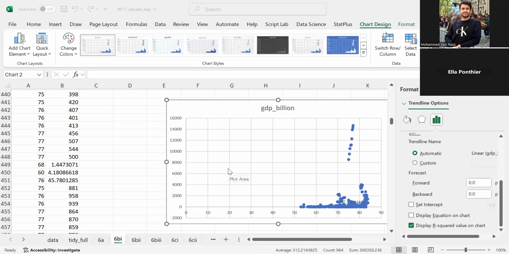Yeah. Can you share this on Zoom so Ella can see it, like screen share? Oh, thank you. Yeah. Sorry, Ella.